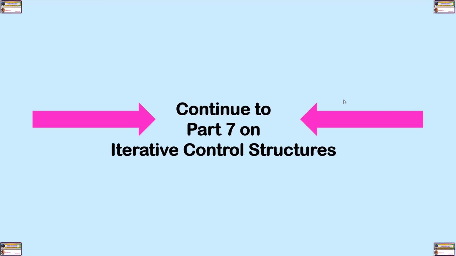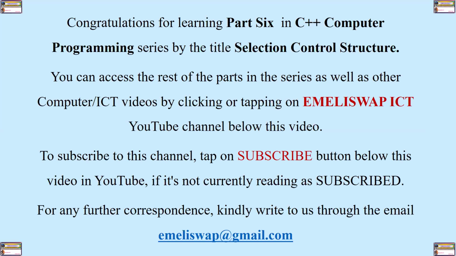And with that, my dear students and the rest of the learners, we have come to the end of part 6 of the series. You can now continue to part 7 of the series, in which we are going to learn about iterative control structures. Congratulations for learning part 6 in C++ computer programming series by the title Selection Control Structure.